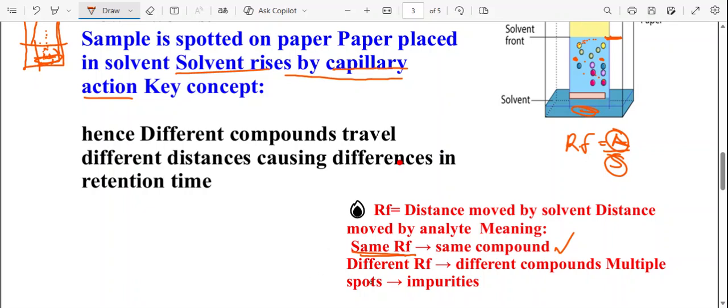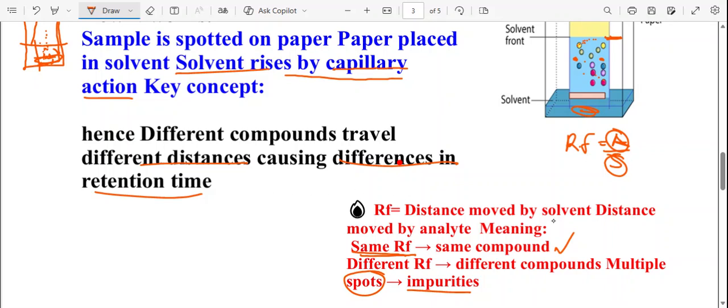So if the spots are different, if the retention factors are different, that will mean impurity, like we saw here, we have different colors. Hence different compounds travel at a different distance, causing a difference in retention time, in how they are retained to the final point.